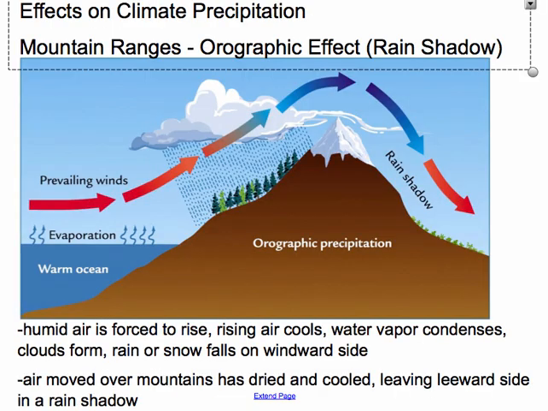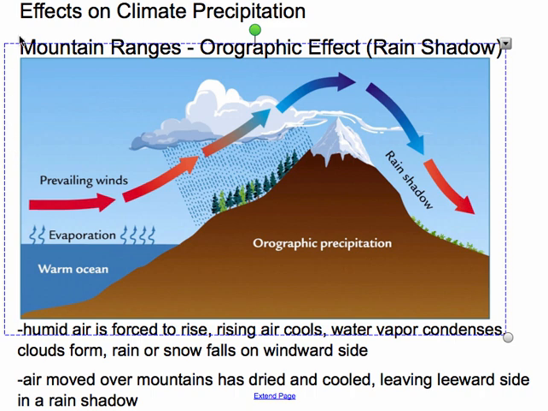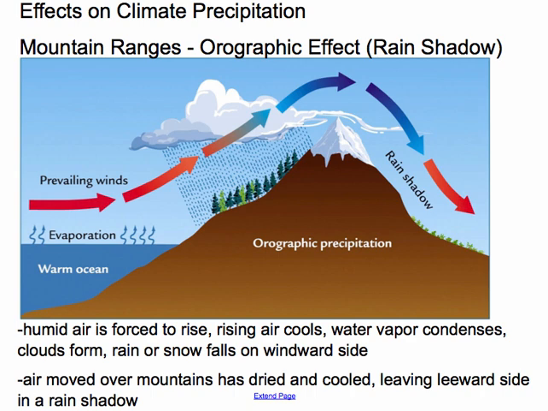So the next factor for precipitation is a very cool effect. It's called the orographic effect or rain shadow. We'll just call it mountain ranges. That's going to be a lot easier to remember. For instance, the Cascade Mountains are a good example of this on the west coast of the United States, Washington, Oregon, Northern California, actually all the way up to British Columbia. The prevailing winds, the southwesterlies, blow off of the Pacific Ocean, and that air is going to be more humid and have moisture in it.